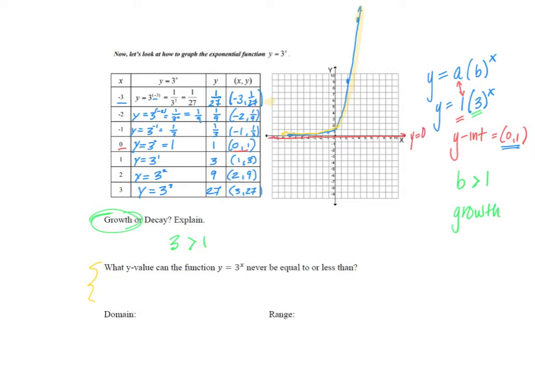And what we're going to say now is that y equals 0 is a horizontal asymptote. And we talked about that when we were graphing rational functions. So I have a horizontal asymptote at y is equal to 0.